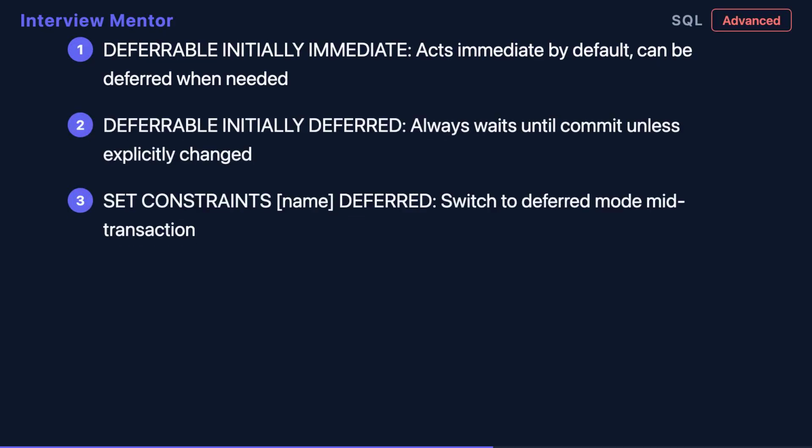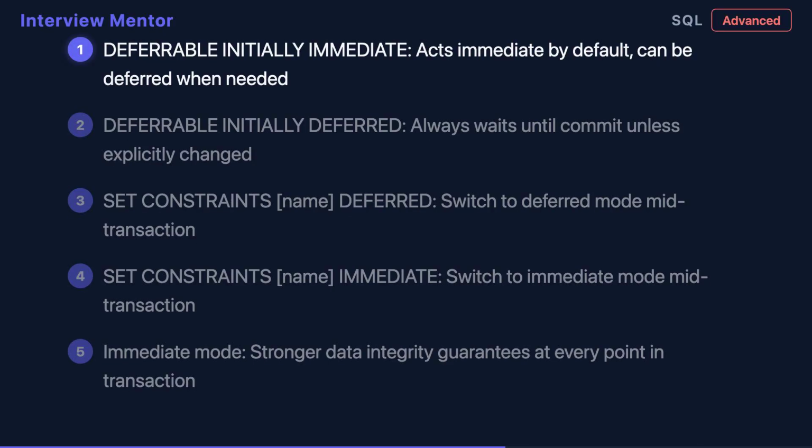Postgres gives you fine-grained control. You can declare constraints as deferrable initially immediate, which acts like a normal constraint but can be deferred when needed. Or deferrable initially deferred, which always waits until commit. You can even toggle behavior mid-transaction with SET CONSTRAINTS DEFERRED or SET CONSTRAINTS IMMEDIATE.